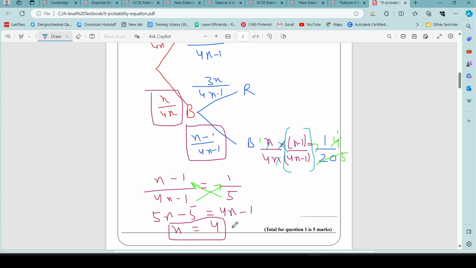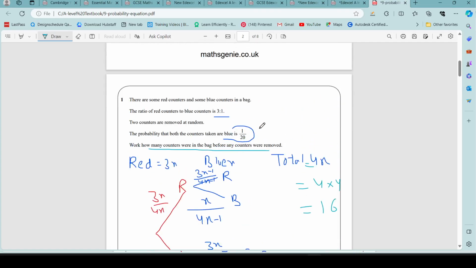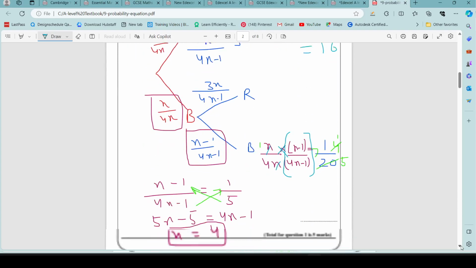Now you can just substitute that x here in the total. The total was 4x, and they want you to find the total number of counters. So that is 4 times 4, which is 16. So the total number of counters before any counters were removed is 16. Copy this down.